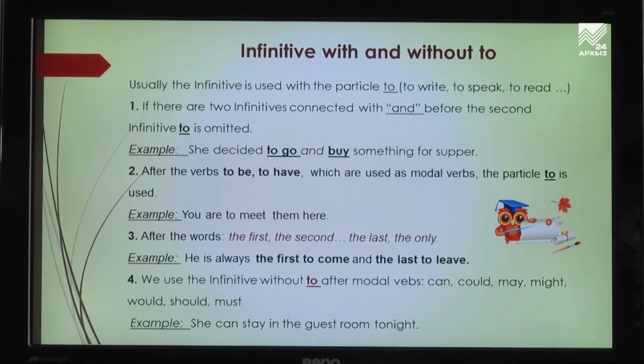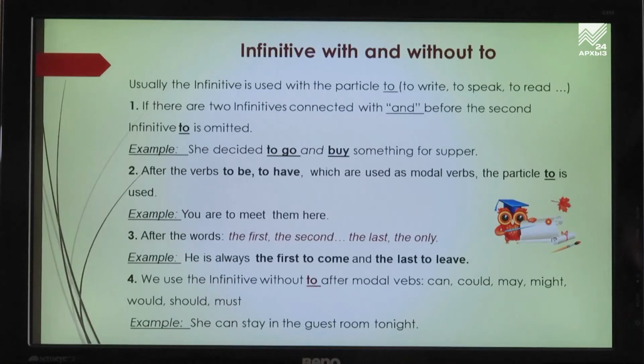If there are two infinitives connected with and, before the second infinitive to is omitted. Если мы в одном предложении видим два инфинитива, связанные при помощи союза «и», то перед вторым инфинитивом мы не используем частицу «to». Here is the example. She decided to go and buy something for supper. We won't say she decided to go and to buy something for supper.